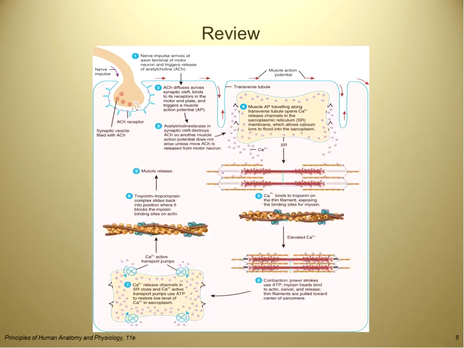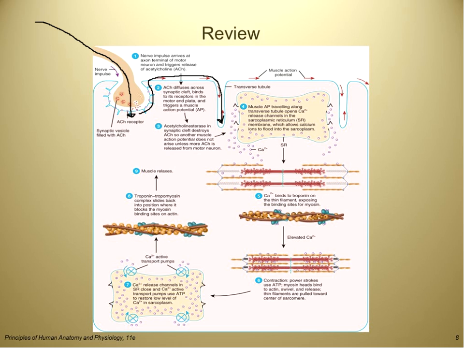All right, so one last review of how it all goes. Nerve action potential causes the release of acetylcholine. Acetylcholine binds to receptors. Sodium rushes in and causes a muscle action potential. The muscle action potential travels down the T-tubules and throughout the muscle. So you have that muscle action potential happening everywhere in the muscle fiber at once. That muscle action potential causes calcium to be released from the sarcoplasmic reticulum.